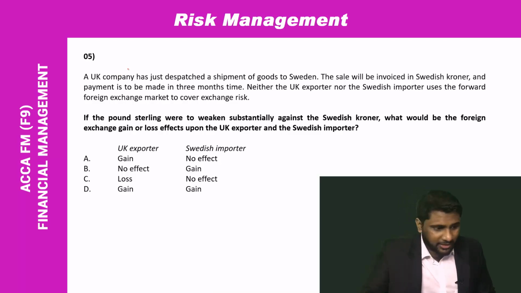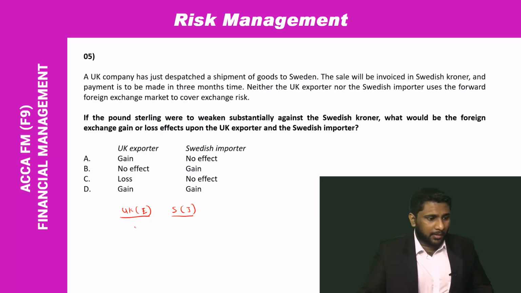So in this question, who is exporting? UK is exporting. Who is importing? Sweden is importing. So what's happening? Your UK sterling pound is weakening. Let's assume, we'll take certain numbers, 1 sterling pound is 10 kronas. Now it is depreciating. UK value is weakening. 1 pound is equal to 8 Swedish krona. So your value has weakened now.